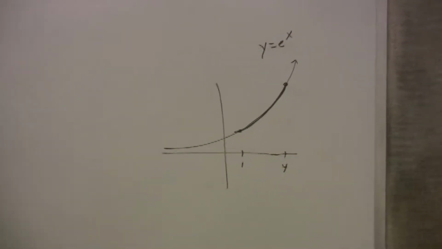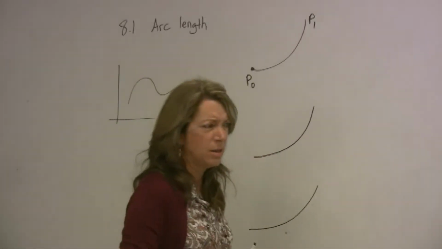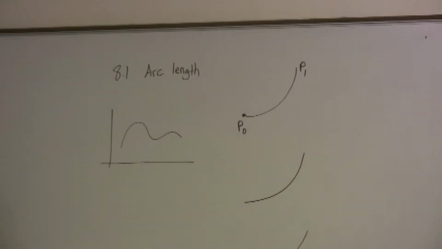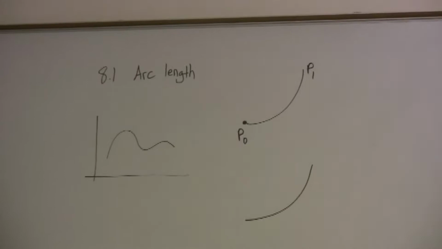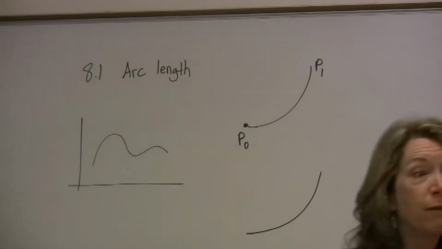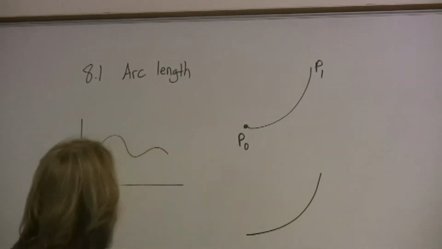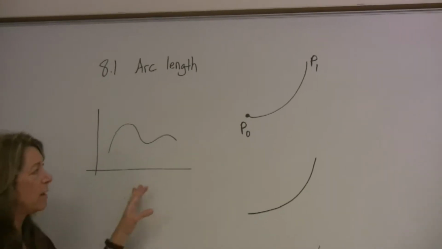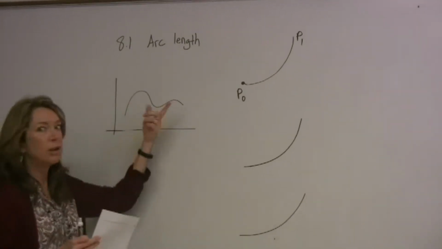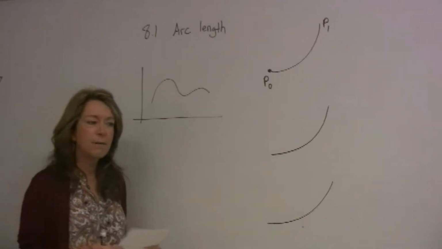Okay, so if you look at your notes for 8.1, what page are we on? 63. It's pretty much blank except for the pictures. So what we're going to do is derive the formula that helps us find the arc length. This is the first picture that you have over on your left. So what if our curve looks like that and you want to find the length of it?